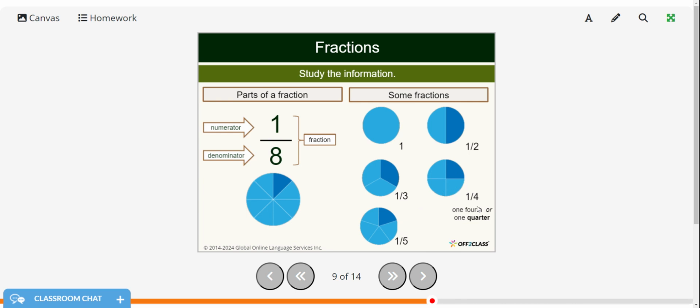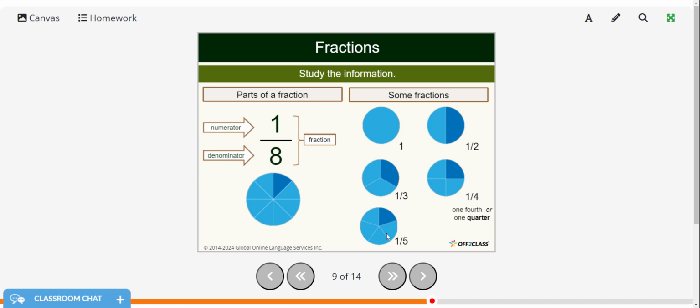Here, the same circle is divided into 4 parts. So we have the 4 as the denominator. And again, one section is colored dark blue. So it's 1/4, which can also be known as a quarter.